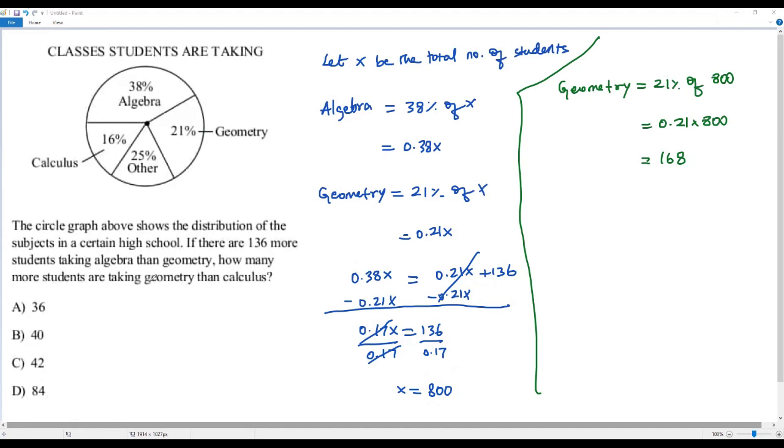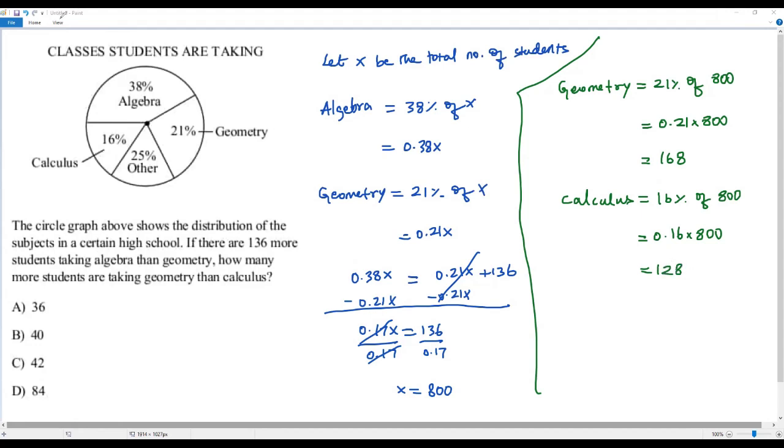According to the question, we have to compare the number of students who are taking geometry and calculus. Already we got the number of students taking geometry, that is 168. Now we have to get the number of students who are taking calculus. From the given figure, 16% of the students are taking calculus. So we have to calculate 16% of the total students, 800. That is 16% of 800. We can write this as a decimal, then we get 0.16 times 800. Now let me multiply these two values. I'm getting 128.